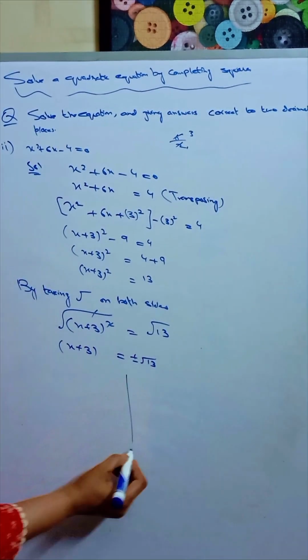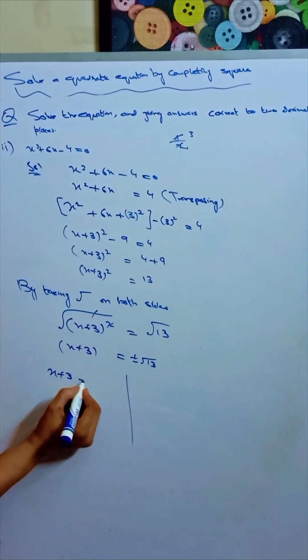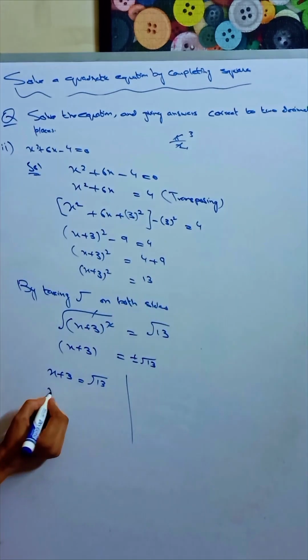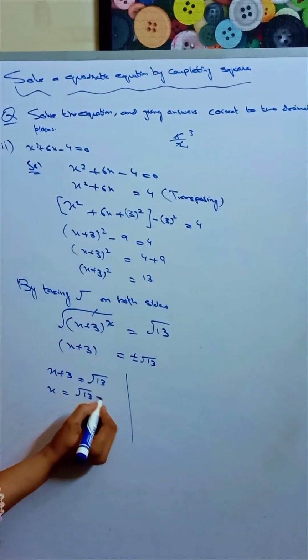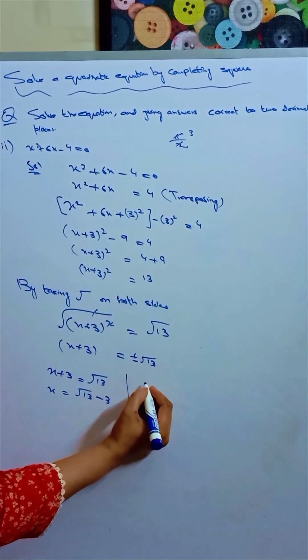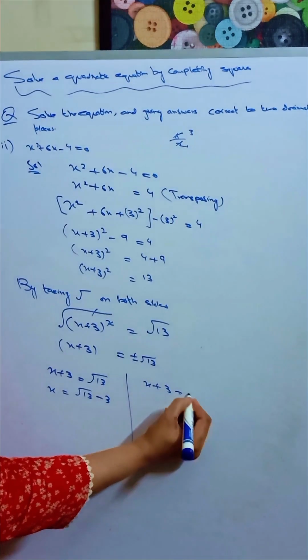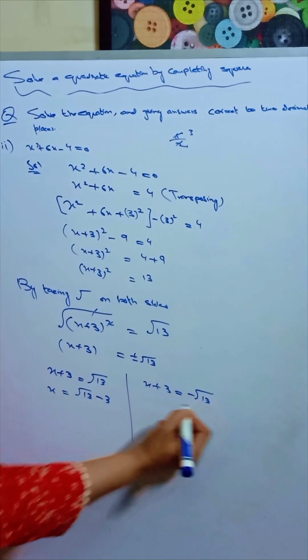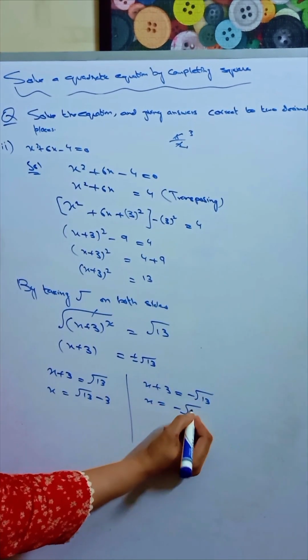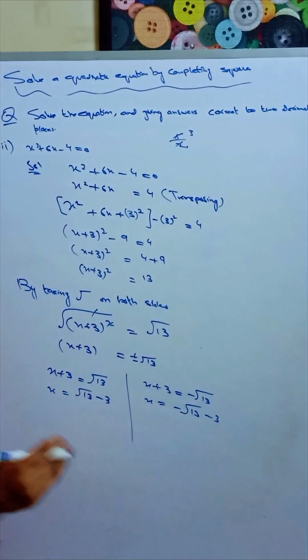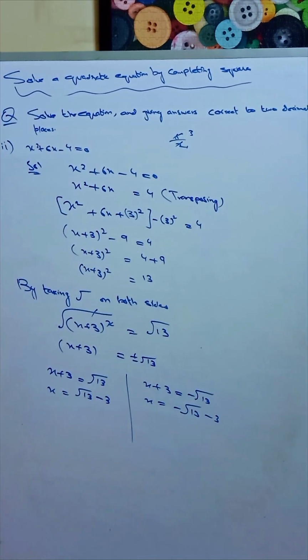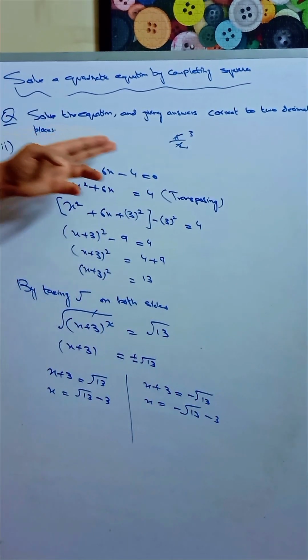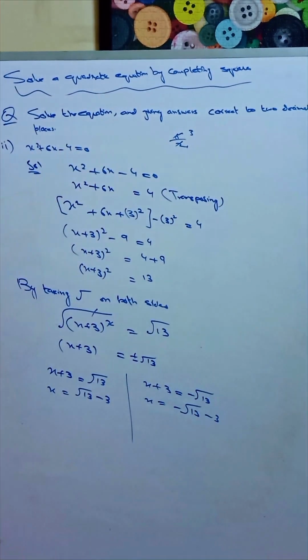Now solve it. x plus 3 equals under root 13. x equals under root 13 minus 3. Similarly, x plus 3 equals minus under root 13. x equals minus under root 13 minus 3. Now, what is the question here? The question is to solve the equation and give answers correct up to 2 decimal places. So we have to solve it completely.